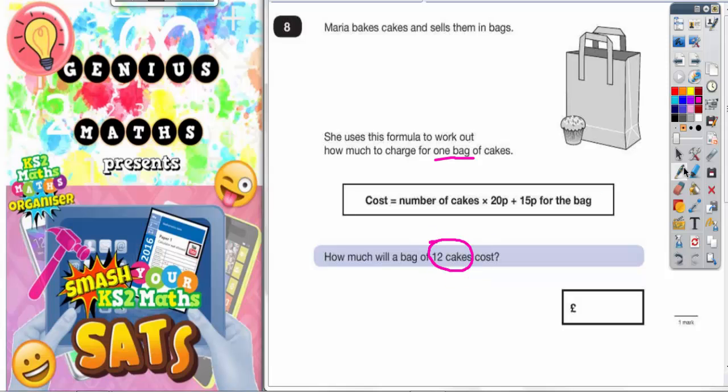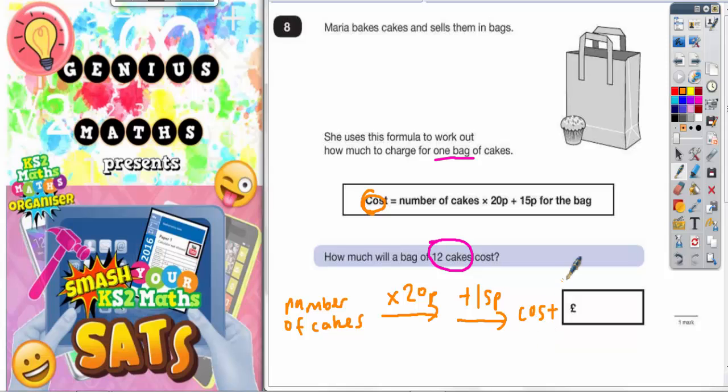Now sometimes with questions like this it's easy to change the formula into a number machine. Because we're getting the cost, you've got to do that bit last. So what we need to start with is the number of cakes. We're timesing it by 20p, so in our first arrow we're going to have times 20p, and then we are adding 15p for the bag. When we've done that, that's when we get the cost. So the cost actually comes out the other side.